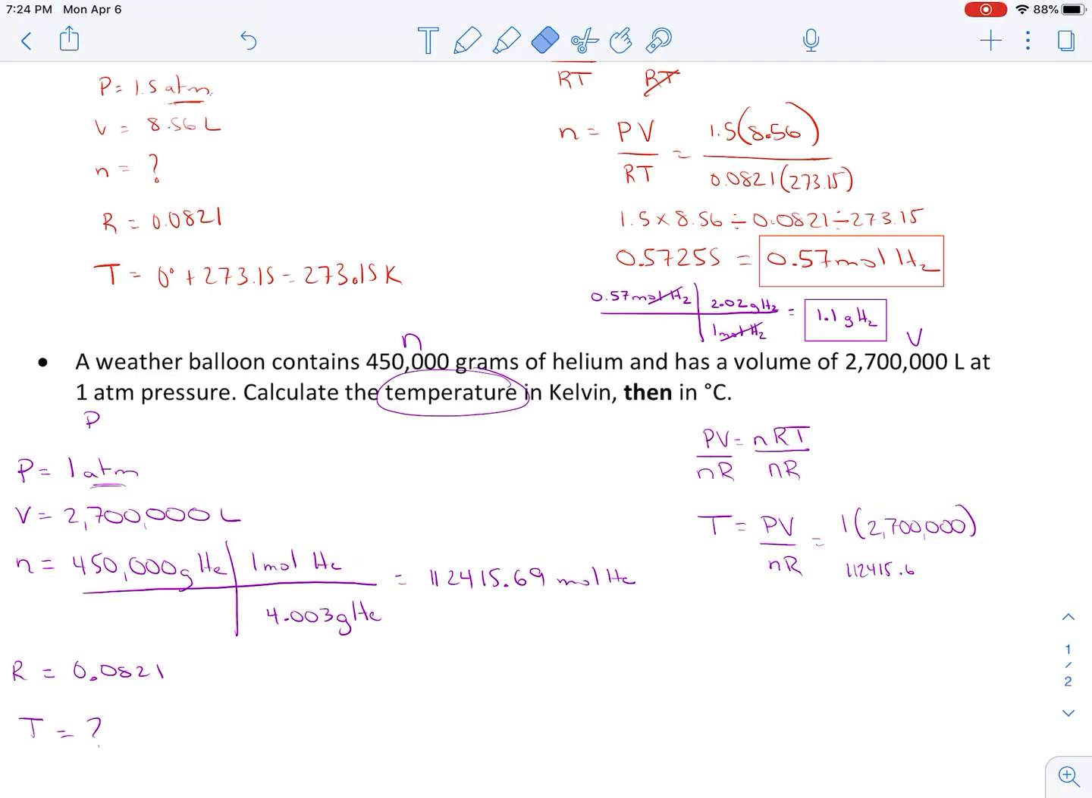I got a little rough right there. Hopefully you guys can see that. Whoa, I erased a lot. All right, 0.0821. And so we plug that in. We're going to take 2,700,000 times 1 divided by our 112,415 divided by our 0.0821.